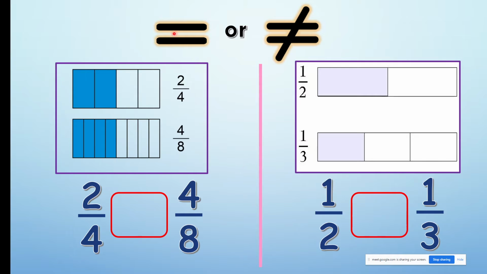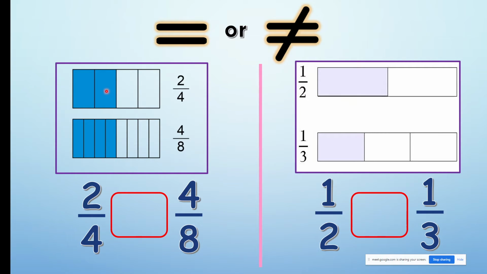Now, this one we have equal and unequal. When you say unequal, it means not equal, they are not the same. Equal means they are the same value. Now, as you can see, for this group, the first one, we have a rectangle and another rectangle. They have the same size. Same size of rectangles.